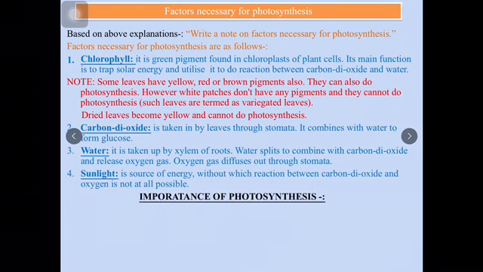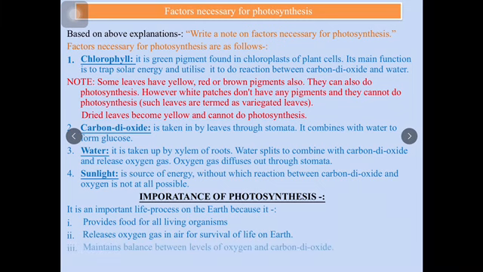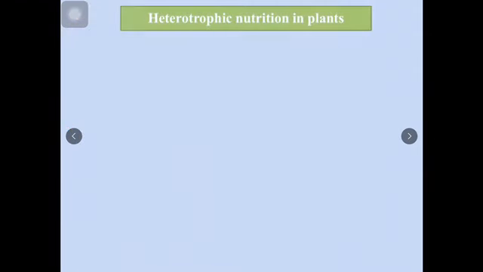Now, based on this above thing, what is the importance of photosynthesis? It is an important life process on the earth because it provides food for all living organisms, releases oxygen gas in the air for the survival of life on the earth, and maintains balance between levels of oxygen and carbon dioxide in the air. Now we move to the heterotrophic nutrition in plant.